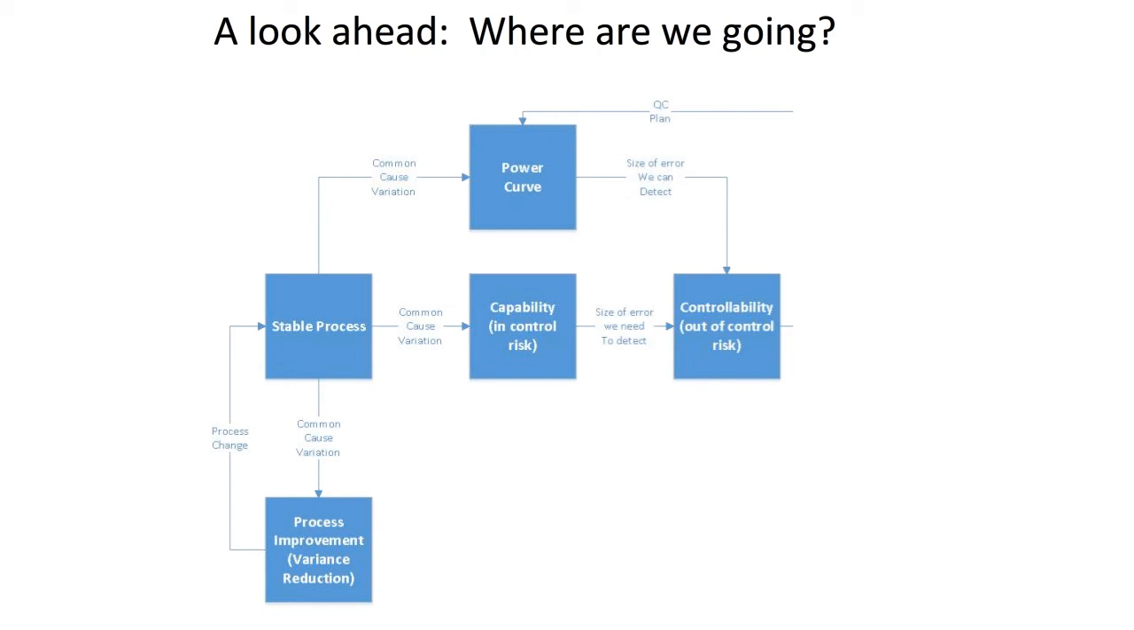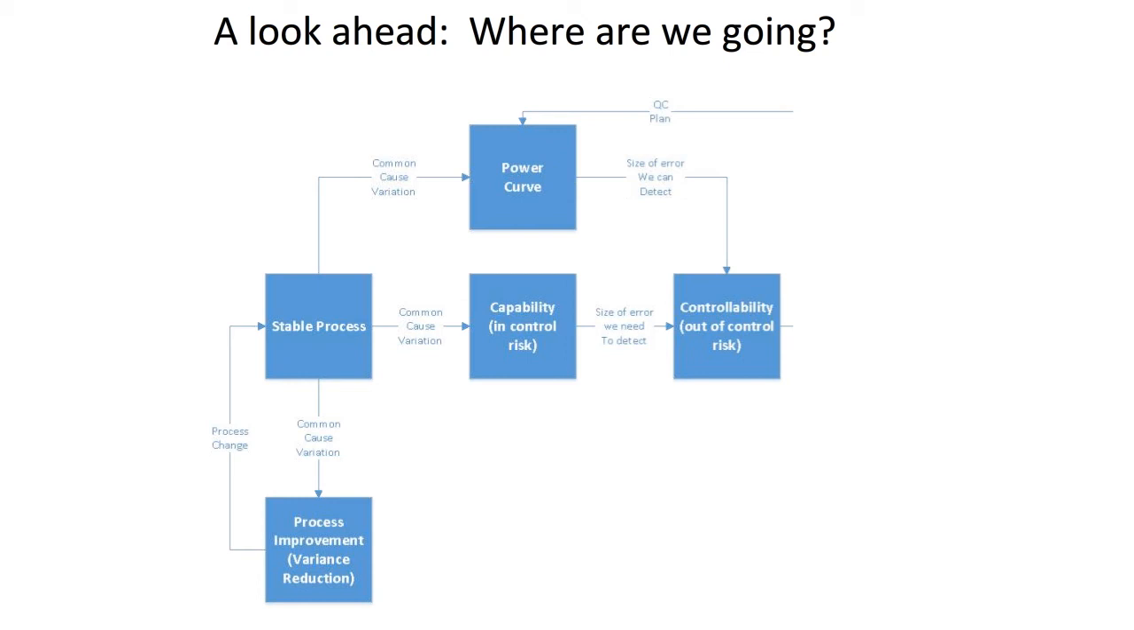Obviously, big errors are easier to detect than small errors. And a capable process only requires you to detect big errors. So designing a QC program is about selecting a plan that can detect the errors you need to detect at reasonable cost. Note that control is relatively easy when the process is capable. A process is capable when the variation is low. We can select a less costly QC plan when the process is capable, and therefore we want low variation.